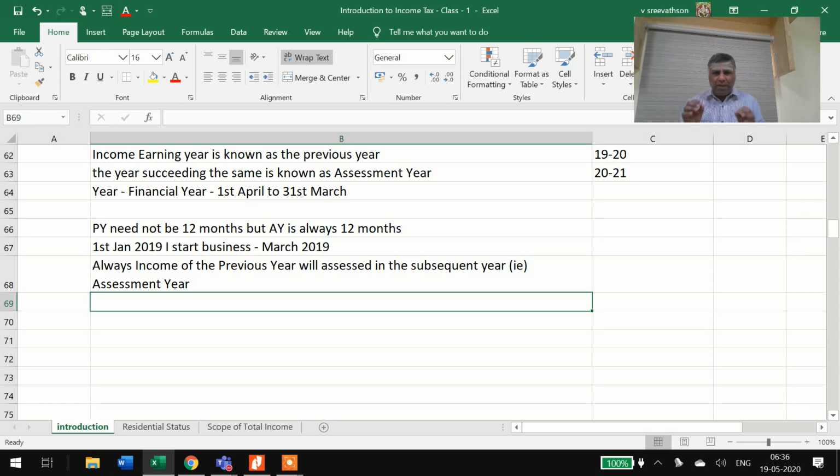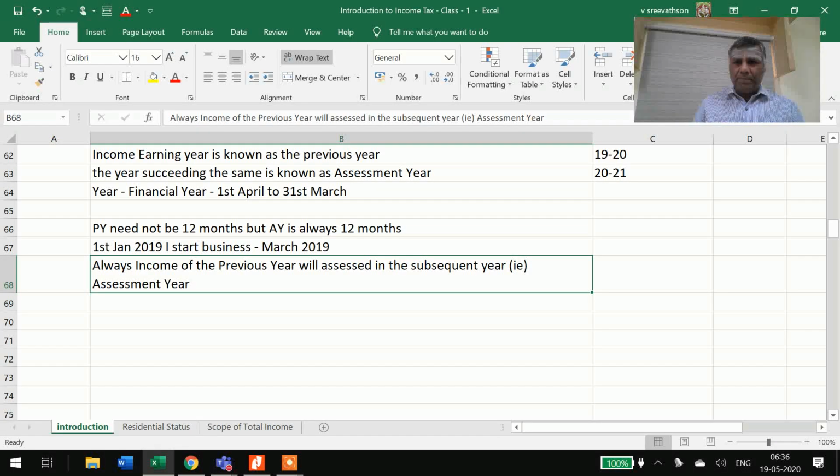Whenever there is a rule like this, there will always be exceptions to that rule also.